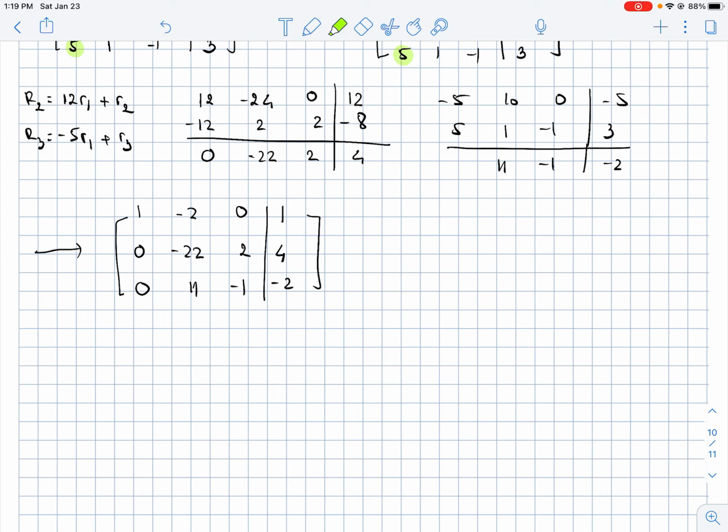Okay, so we finished the first column. Now the second column, we want 1 and 0. So 1 right here and 0 right here. So to make 1, we think about the x, y, z form. So this means negative 22y plus 2z equal to 4. To make 1, we will divide both sides of the equation by negative 22, or multiply by 1 over negative 22. So row 2 equals negative 1 over 22 row 2.